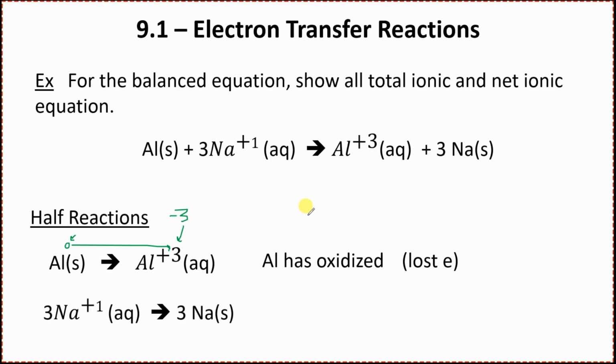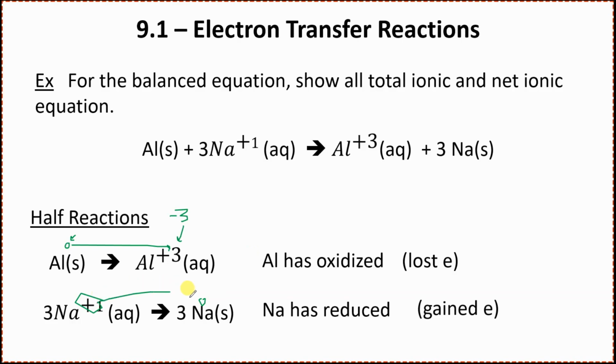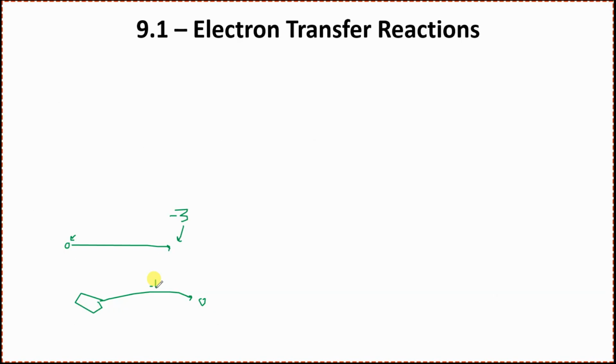Well, what's going on with sodium here? Sodium is going from a +1 charge to a charge of 0. Sodium has been reduced. Sodium has gained electrons. It's gone from +1 to 0. It has gained 1 negative electron. So you've got to think about it, this sort of mathematics is backwards because electrons are negative.